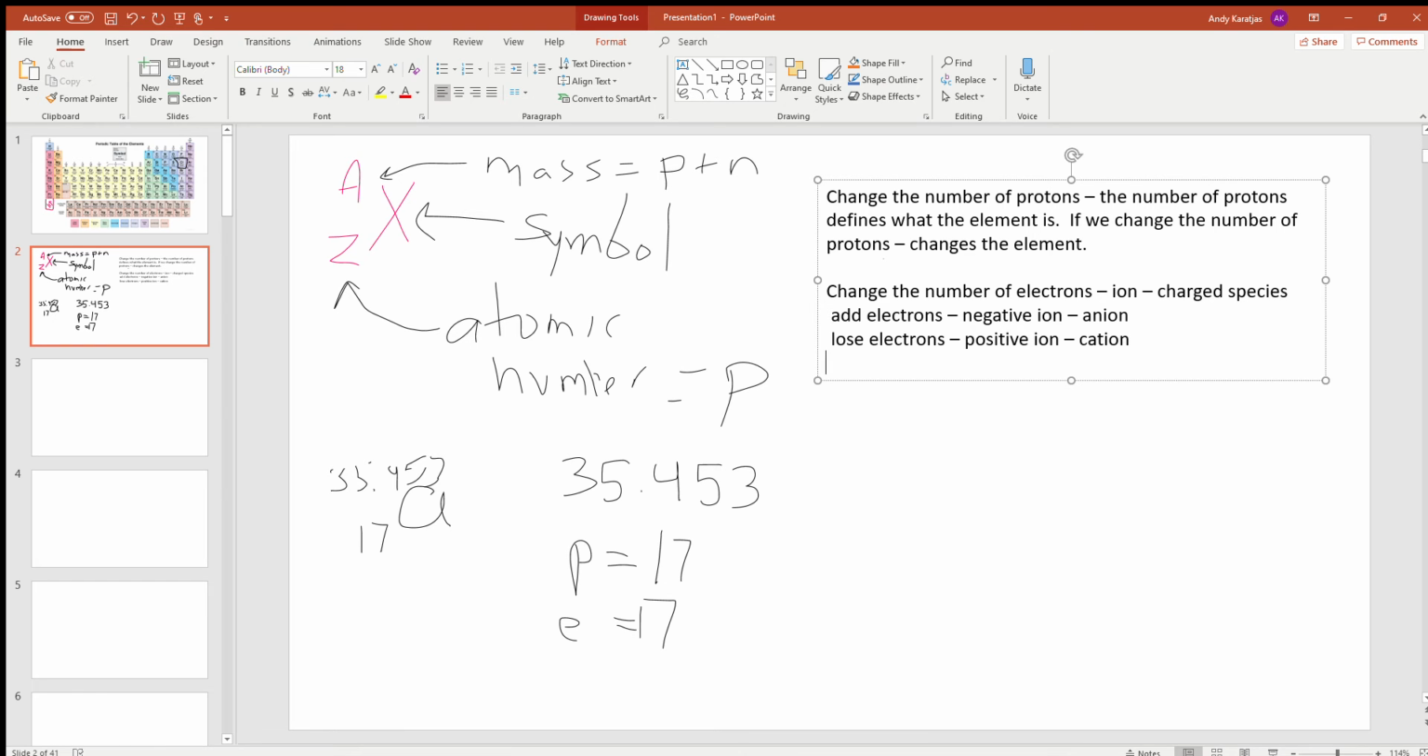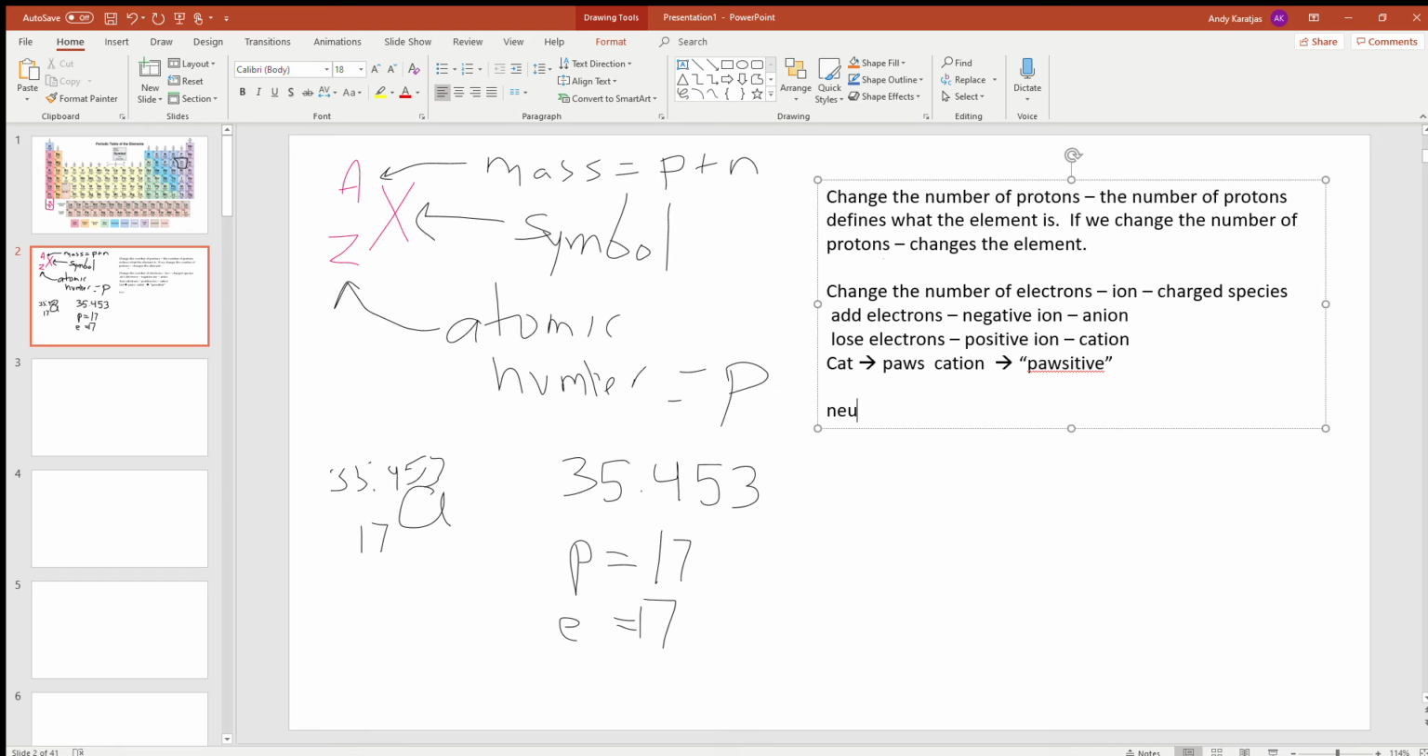And if you want some help remembering these terms, just think of it this way. A cation, cat, and we know that cats have paws, and so therefore a cation is an ion that is positive. Right, but none of this explains why we have a mass number for chlorine here that's halfway between.